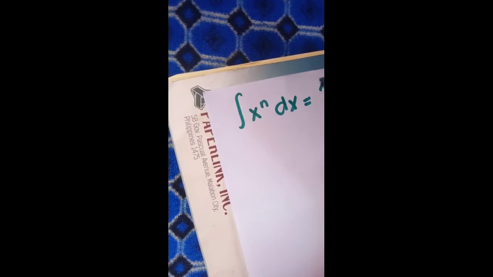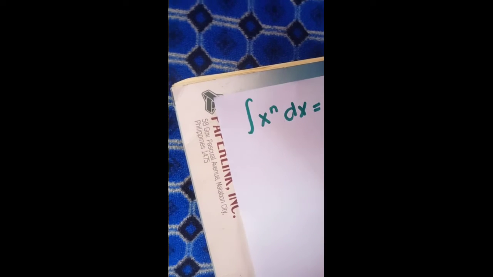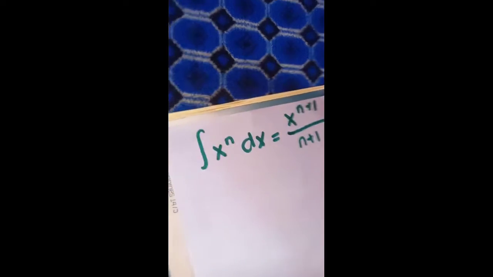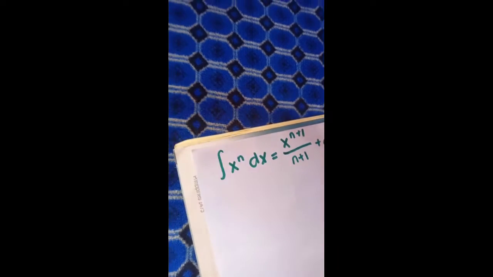The formula of the power rule is the integral of x to the power of n dx is equal to x to the power of n plus 1 over n plus 1 plus c, where n is not equal to negative 1.